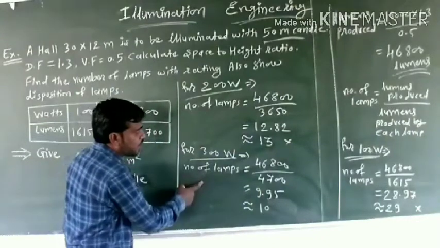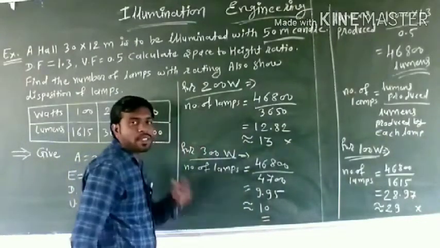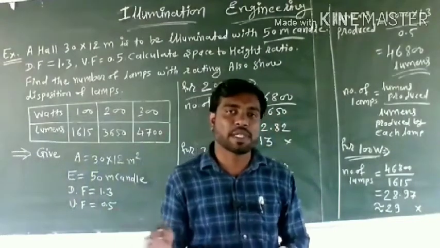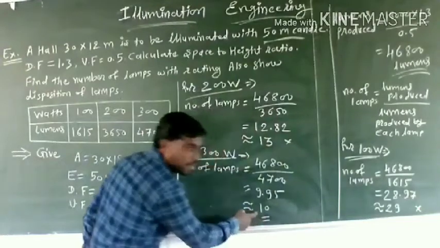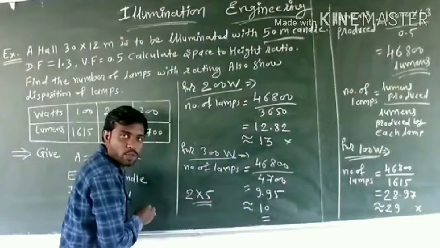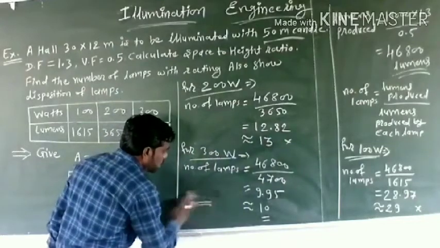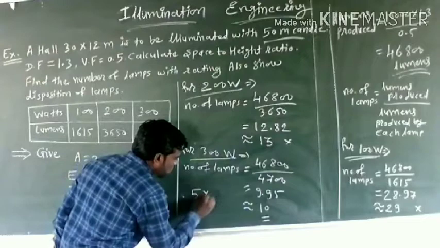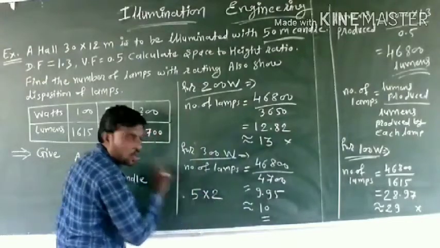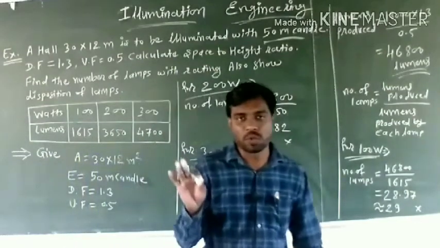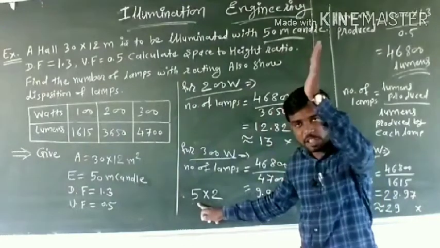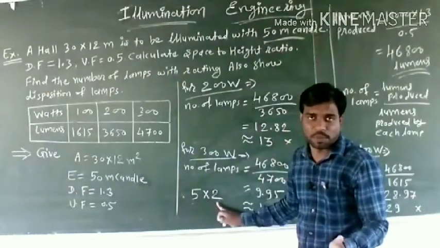Then for the 300 watt lamp, there are a total of 10 lamps, and these 10 lamps we can easily distribute uniformly. We can distribute this 10 as 2 into 5, or similarly 5 into 2. That means in each length there are 5 lamps, and in each width there are 2 lamps.